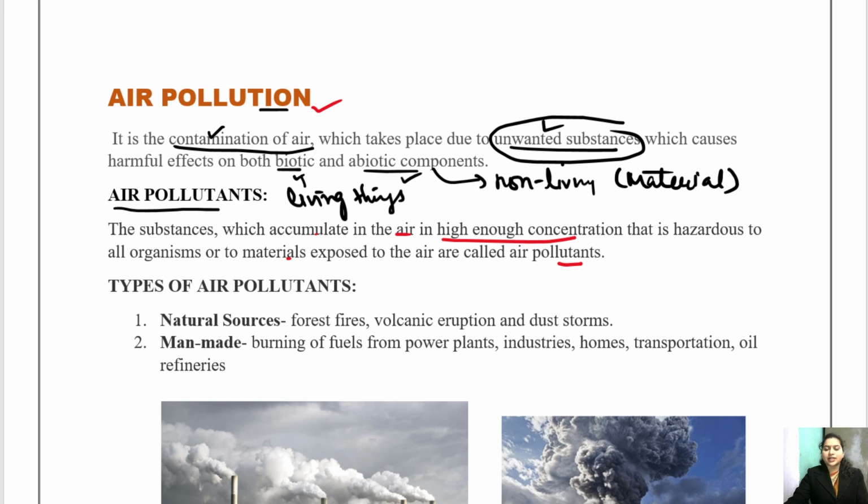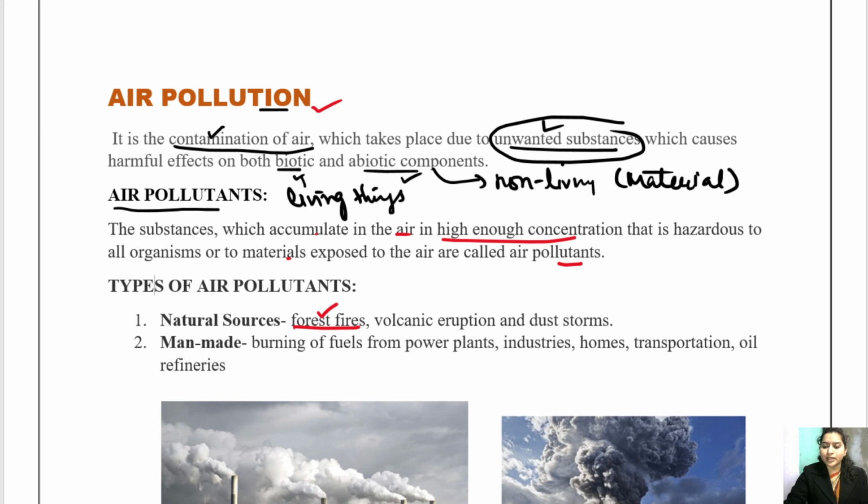Okay, so let's see. There are different types of air pollutants. It can be natural, that is naturally occurring. It can be man-made or human-made. Okay, and what are natural? Natural can be forest fire. So recently you must have heard about this news of forest fire.